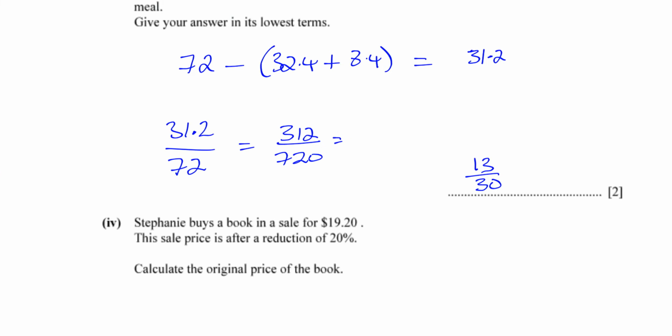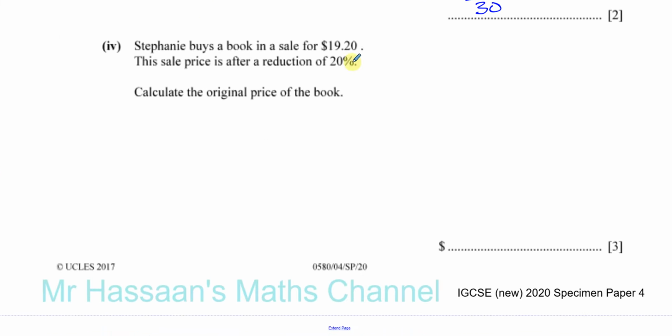Okay, now Stephanie buys a book in a sale for $19.20. This sale price is a reduction of 20%. Calculate the original price of the book. Okay, now this is a type of question in which a lot of students make a very fundamental mistake. And that mistake is they think that they can find 20% of 19.2 and the amount they get, add it to 19.2, and they've got the answer because they think, okay, it's gone down by 20%. So if we find 20% of 19.2 and add that to 19.2, we're going to increase it by 20%.